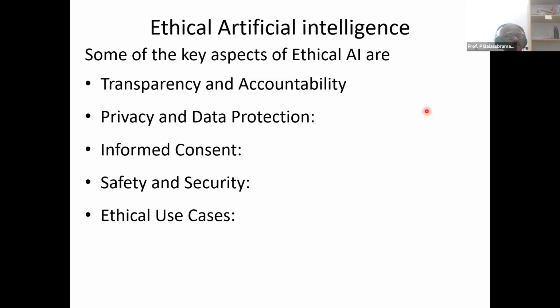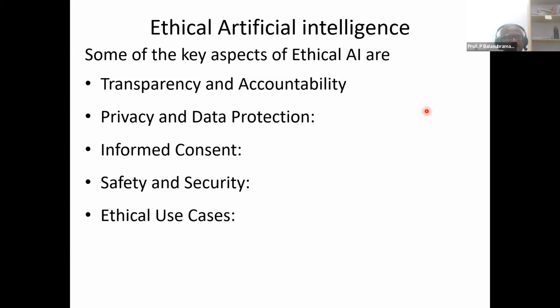And then the fourth one is safety and security. Security is very important. There are a lot of hackers who are more intelligent than artificial intelligence scientists, and they might hack your data. So therefore, safety and security is very important. The last one is ethical use cases.